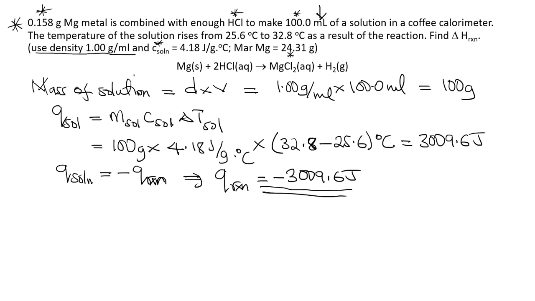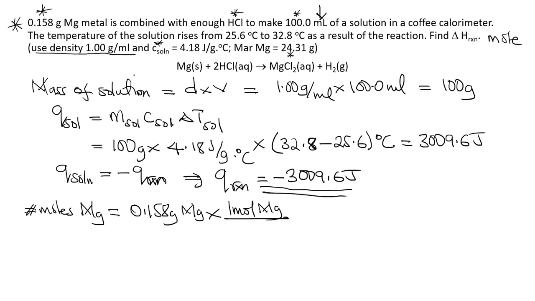Now, delta H reaction is for 1 mole of magnesium, not just 0.158 grams of magnesium. So what you need to do is find the moles of magnesium from 0.158 grams. The number of moles of magnesium will be given by 0.158 grams magnesium times the conversion factor, which is 1 mole magnesium divided by the molar mass, 24.31 grams magnesium. So this gives us 0.00650 mole.